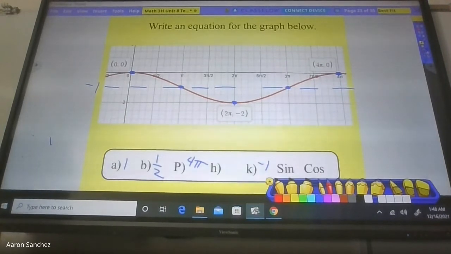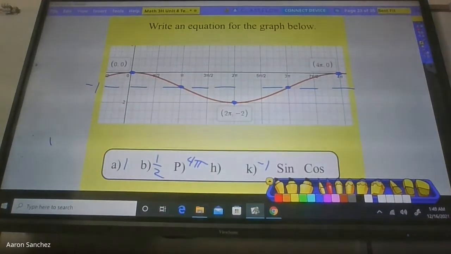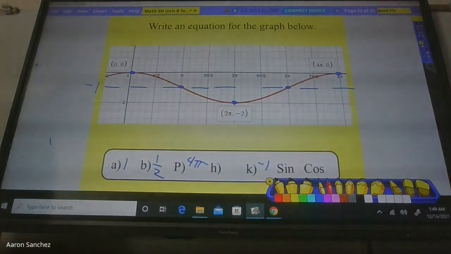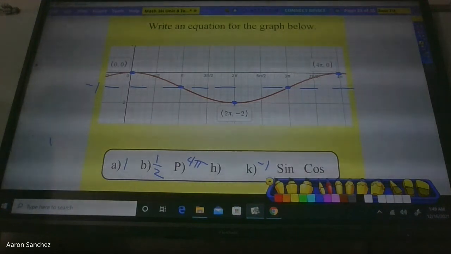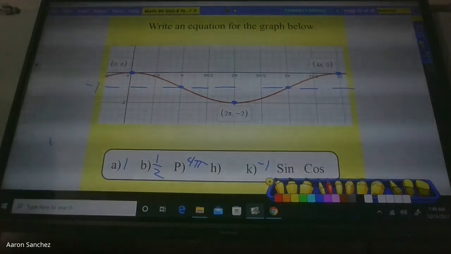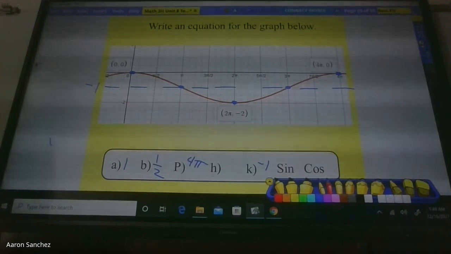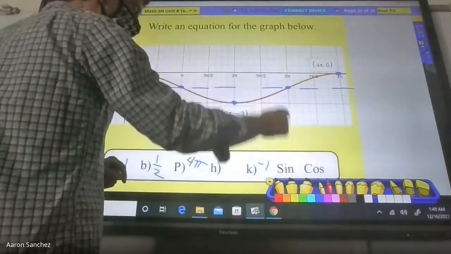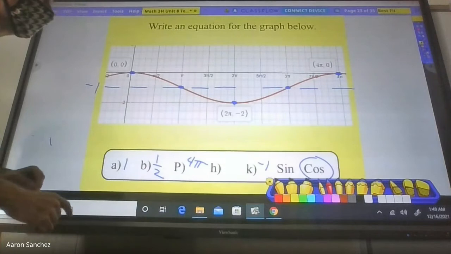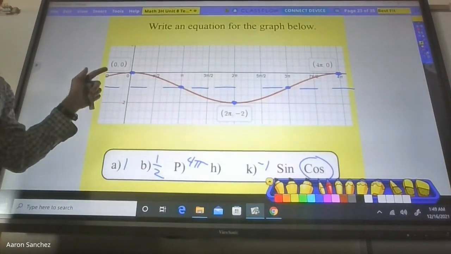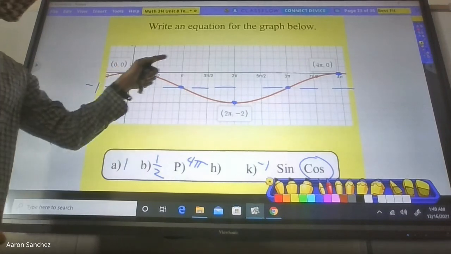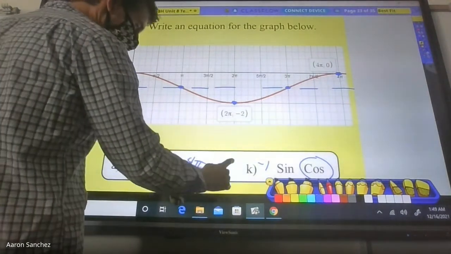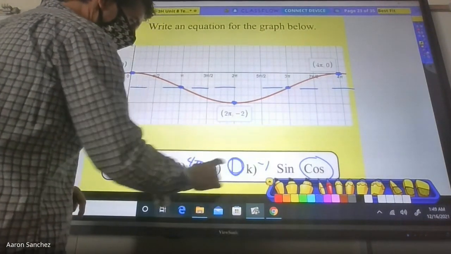And then the h, well, what do you guys think? Is this sine or cosine based on the 5 key points? Cosine, right? I have my 2 middles, my 5 key points, 1 above, 1 below, 1 above. So I got cosine. And has it shifted? No, because my top is at 0, so no shift. So my h is 0.